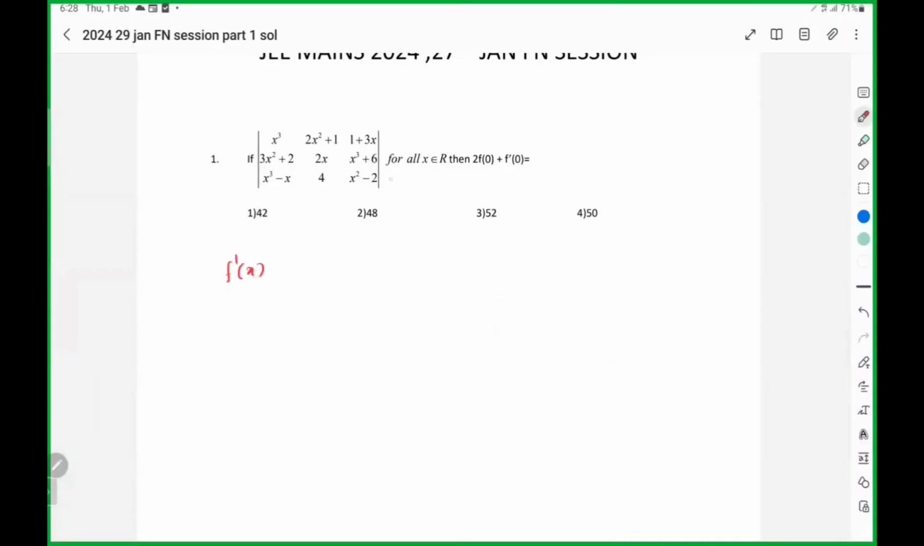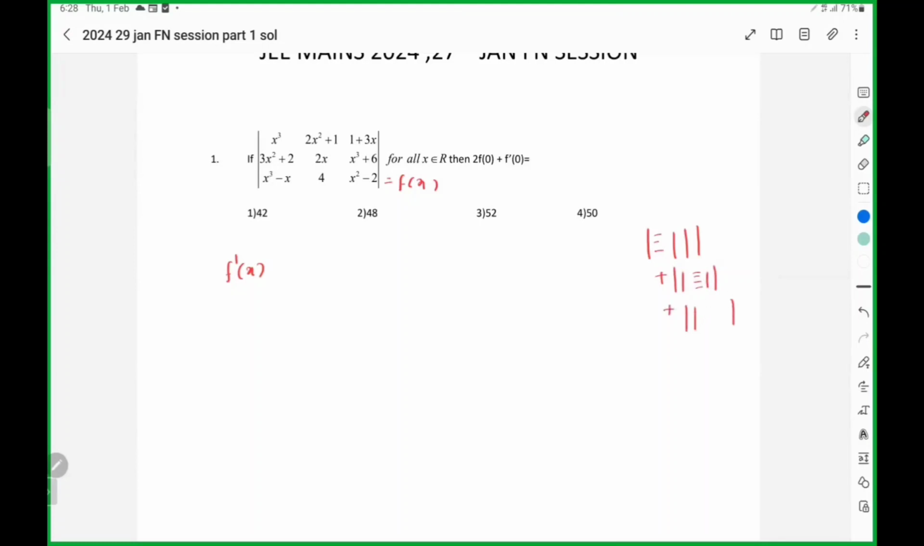Determinant. This is our determinant. What we have to do is differentiate the first row, keeping the remaining two rows as they are, and then substitute x equal to 0. Next, we differentiate the second row, keeping the first and third rows the same.